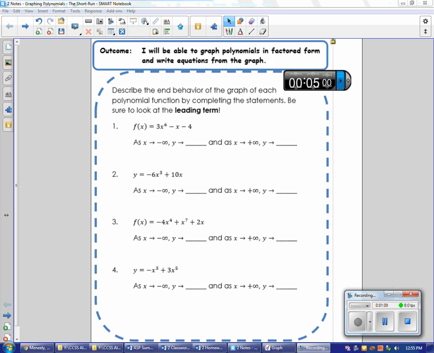Okay, so at this point you guys should have finished your warm-up. You have 4 questions, or 4 polynomials, and you're asked to describe the end behavior of the graph for each of the polynomial functions by completing the statements. And it says to be sure to look at the leading term.